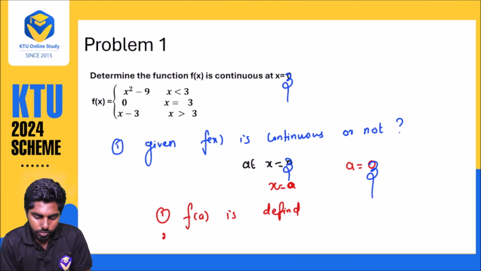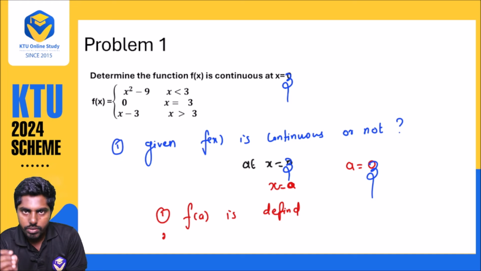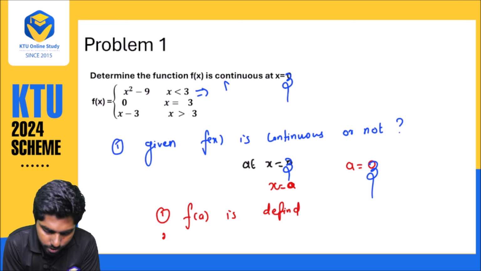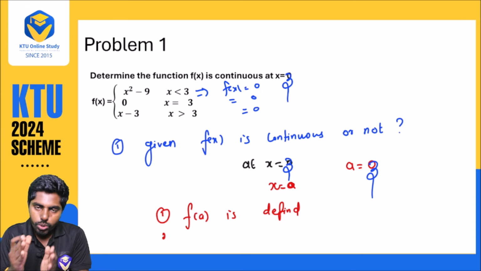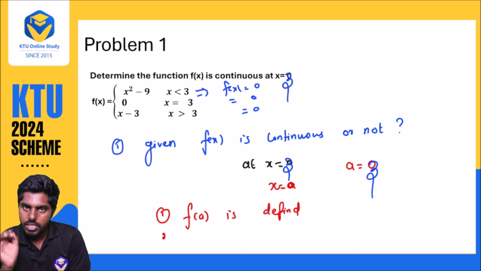The first condition is that f of a is defined. We know constant functions are defined. Just substitute. When we substitute in every f of x equation, we are getting 0, 0 and here also 0. So 0 is a defined value. So we can say that f of a is defined.